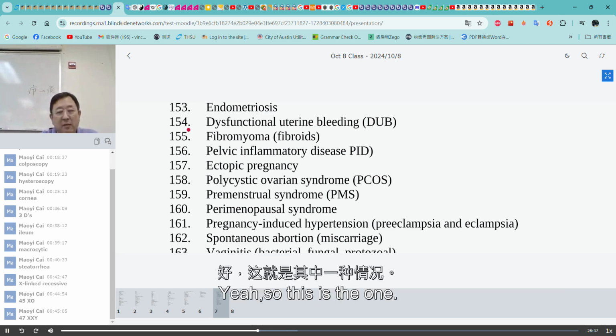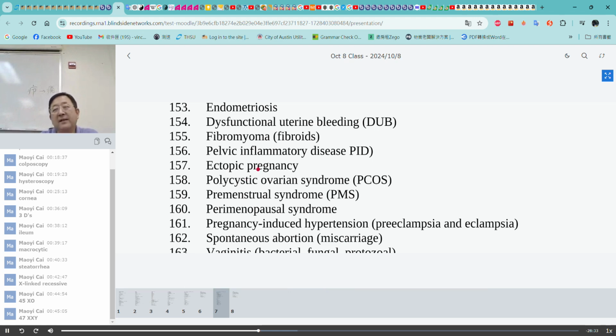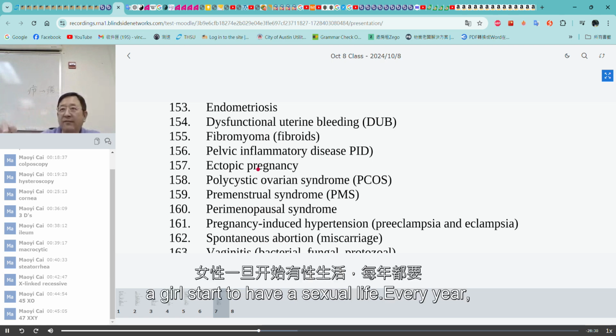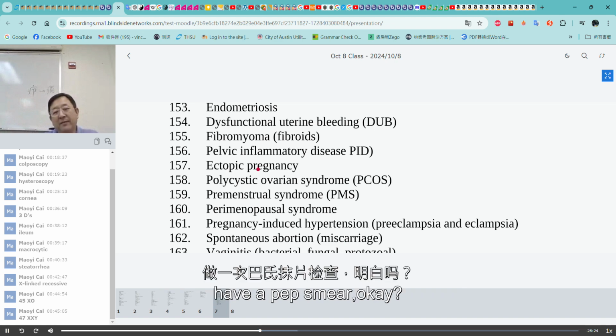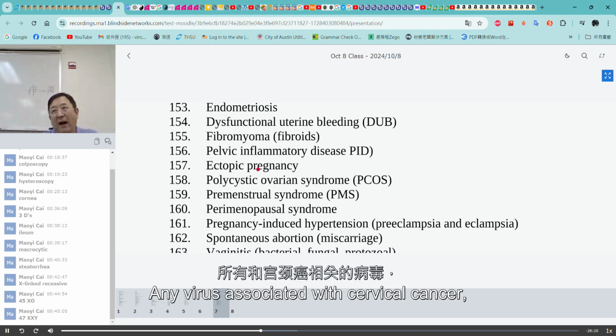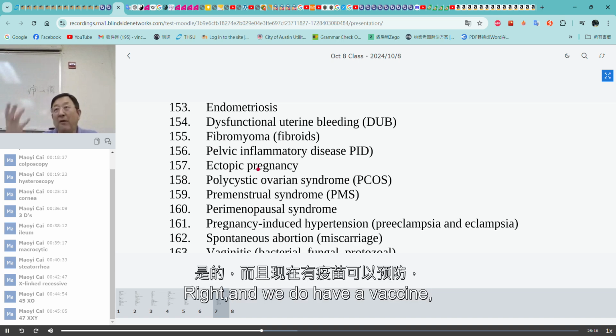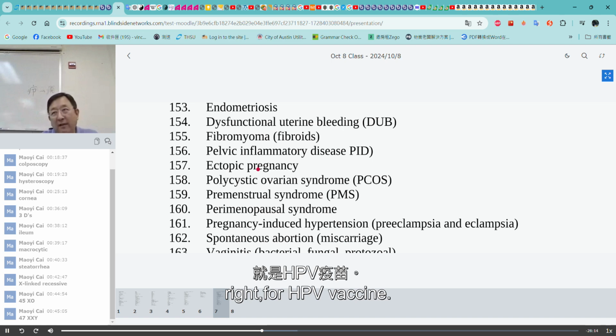Okay, so this is the one. Cervical cancer. Pap smear is screening. Starting at age 20, when a girl starts to have a sexual life, every year have a pap smear. And this is the risk, right? The virus associated with cervical cancer, you have to know, is HPV. And we do have a vaccine for HPV. You know that.